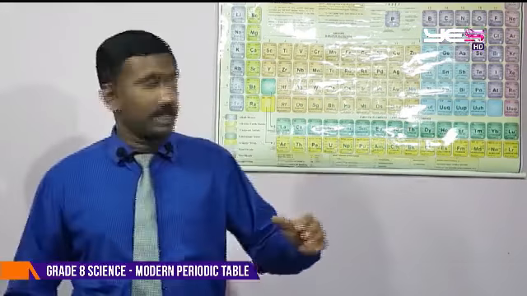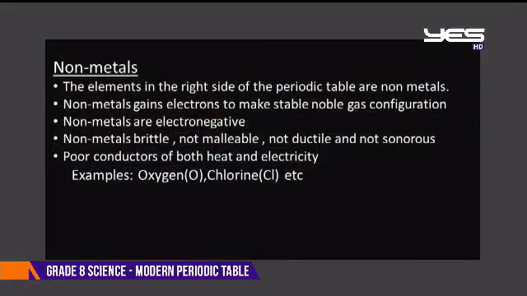Next we can check the properties of non-metals. Non-metals have properties just opposite to those of metals. Non-metals gain electrons to make a stable noble gas configuration. What we said in the case of metals is that metals donate electrons to form the electronic configuration of the stable noble gas. But what about non-metals? Non-metals gain electrons to reach the stable noble gas configuration. That means non-metals are electronegative. They gain negative charge, right?